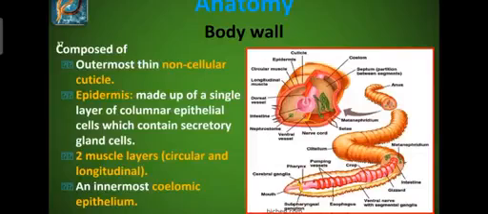Then the next layer is the epidermis, which is made up of a single layer of columnar epithelial cells which contain secretory gland cells. What are columnar cells? What are the gland cells? Already you know. Clear? After that, 2 muscle layers are present. First is the circular muscle layer and next to that the longitudinal muscle layer. In the diagram you can see cuticle, epidermis, circular muscle and longitudinal muscle. And after that the innermost portion is the coelomic epithelium. So this together constitutes the body wall.